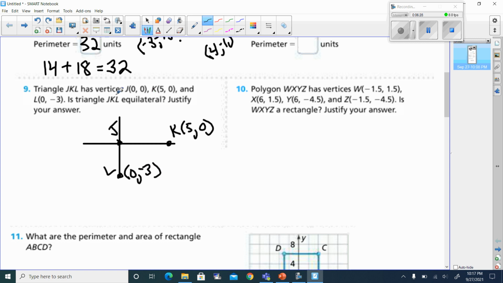Okay? And they're saying it is triangle JKL, so they're saying this is a triangle, right? So I'll draw on a triangle. We're talking about a line from here to here, right? Is JKL equilateral? Equilateral means all 3 sides are the same. And that's an easy answer, no, because this is 5 units across, this is 3 units across. They are not the same. So we're going to say our answer is going to be no.